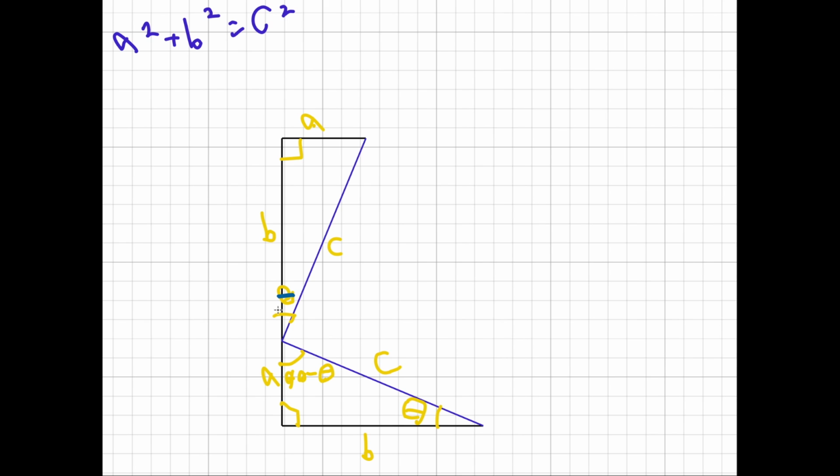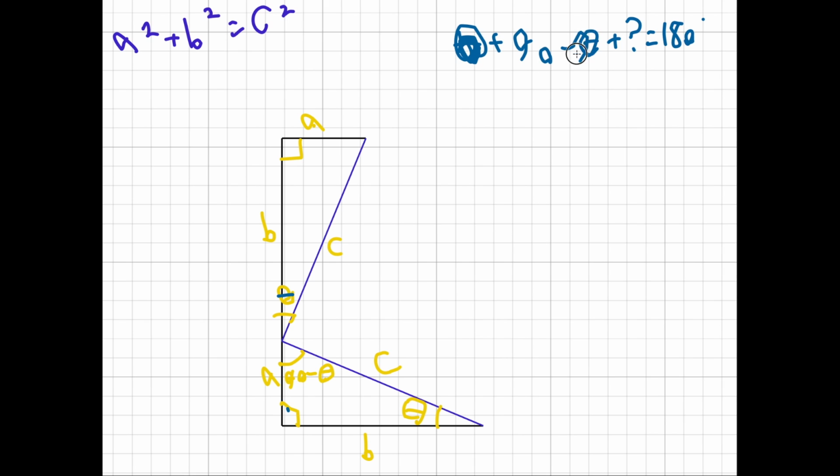Okay, so now let's prove that this is a right triangle. Well, we know that B and A make a straight line, like this, right? This is a straight line. I didn't draw it straight, but it is a straight line, so that's 180 degrees. So that means that theta plus 90 minus theta plus our mystery angle equals 180 degrees, right?